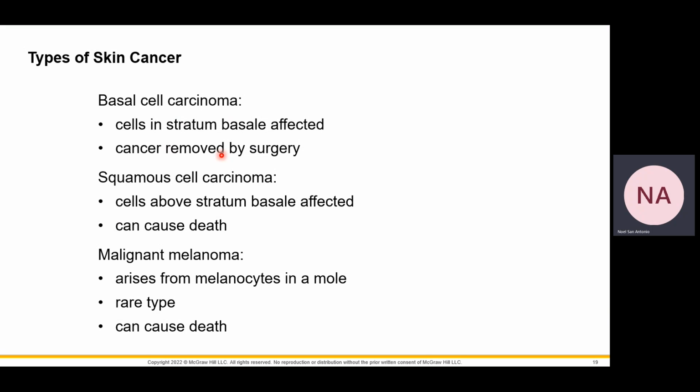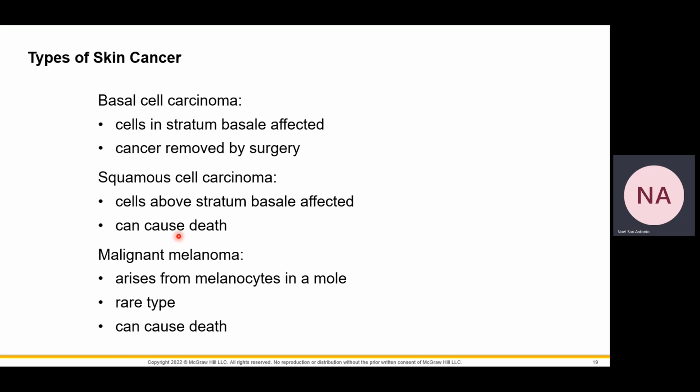Now the second type is your squamous cell carcinoma. This one is located above the stratum basale. It has a poorer prognosis as compared to basal cell carcinoma because it can cause death.